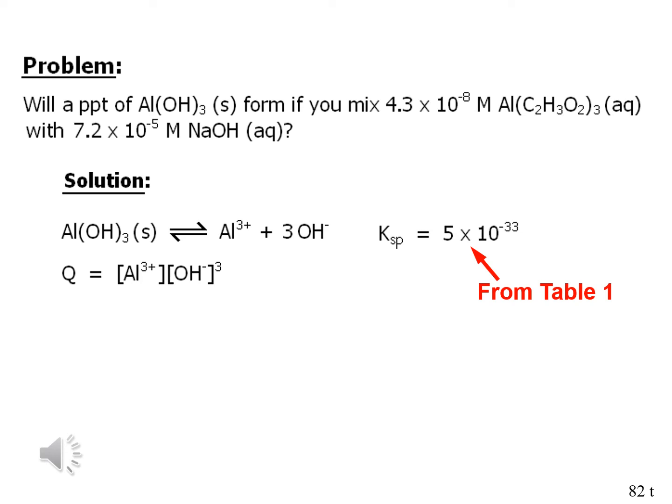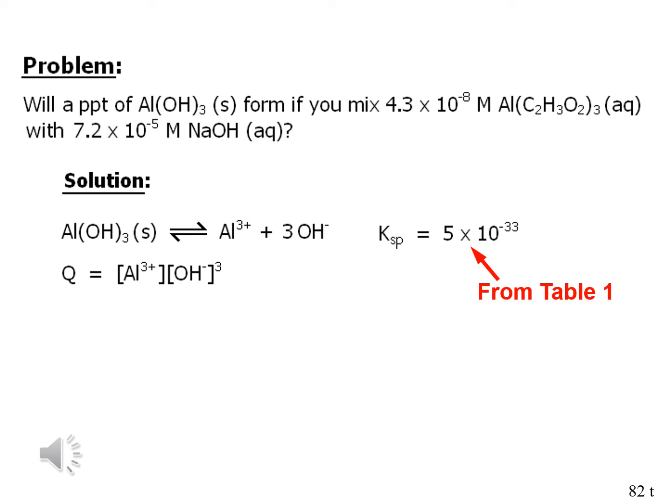Because it's a will-a-precipitate-form problem, you can say this is a Q problem. In order to get Q, you write the dissolving equation for the solid and the Q expression. So you're going to cube the OH. That is by far the most common thing people forget to do. They just take the numbers from the problem and multiply them, but that does not work. If there's a 3 in front, you have to cube it.